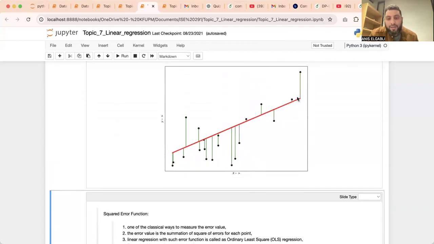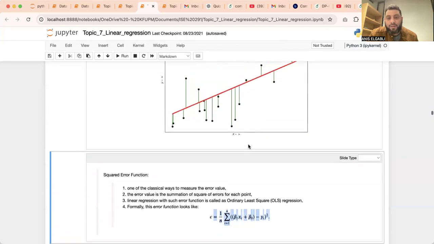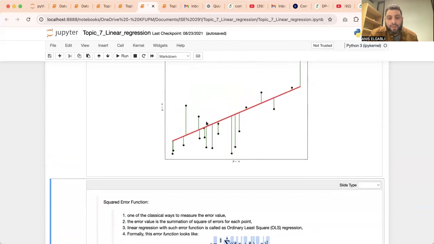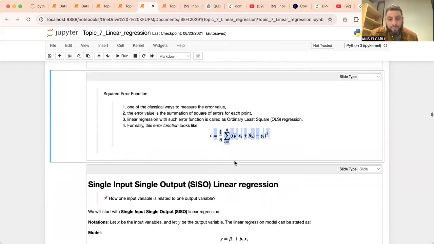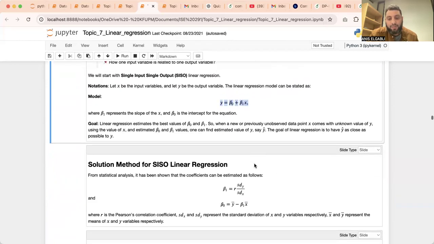The goal here is to find this line, the line defined by beta 1 and beta 0, that minimizes this error function. So we need to come up with a line where the sum of the squared errors, or the mean of the squared errors, in the training data set is minimized. As I said, this is the equation of the line: beta 0 plus beta 1 x.